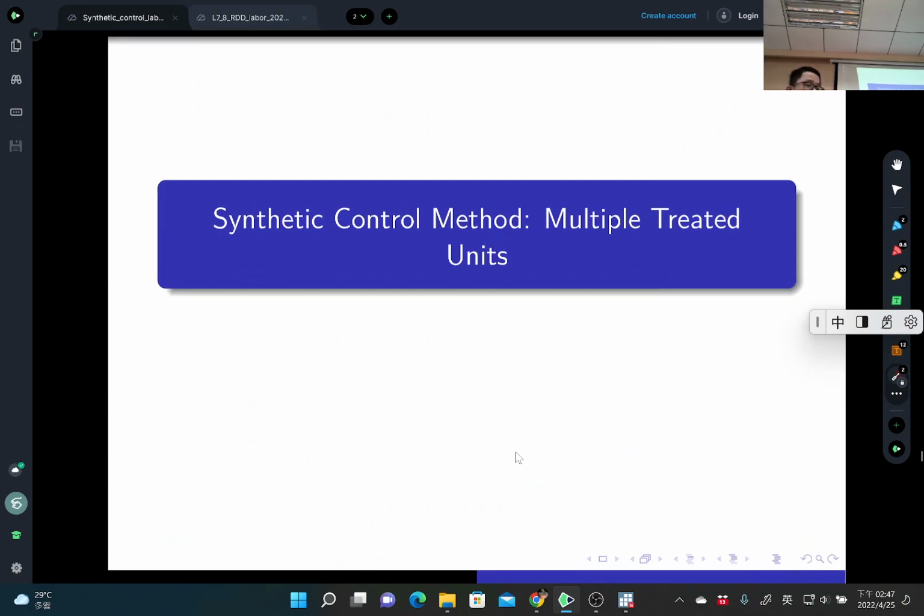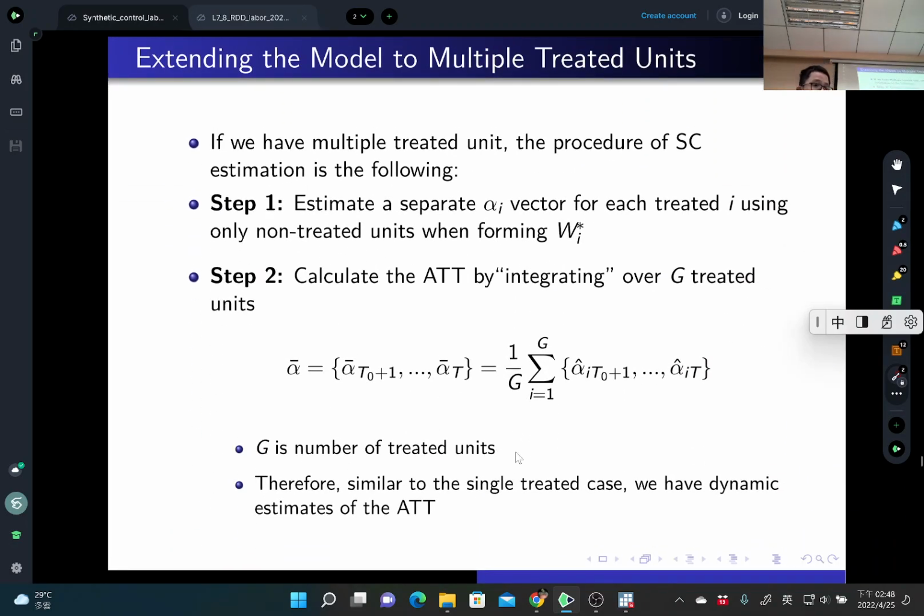Okay, so finally, I would like to extend. So far, we just discussed a single treated unit. That means the number of treated units is just one. But we can potentially extend to multiple treated units. That is, the number of treated units can become two or above two. So that means maybe not only California receives this treatment, but also Pennsylvania or New York or other states also receive it. And how can you use synthetic control to estimate the average treatment effect for all these treated states? Okay, so that's the question we want to extend to.